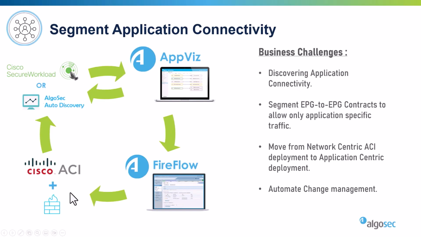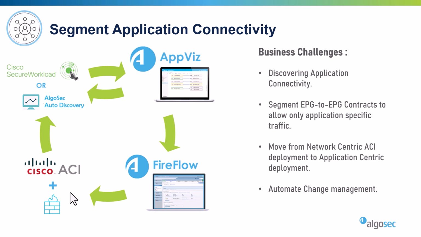Let's first understand the business challenges which I have seen organizations struggling with when it comes to ACI deployments and how AlgoSec can help you overcome those. The first problem is common for all, which is to discover how applications are connecting to each other. I firmly believe that what you cannot see, you can't secure. We'll be using AlgoSec's homegrown product, AutoDiscovery, to understand application connectivity using NetFlow and sFlow traffic without the need of deploying agent-based collectors on each of the applications.